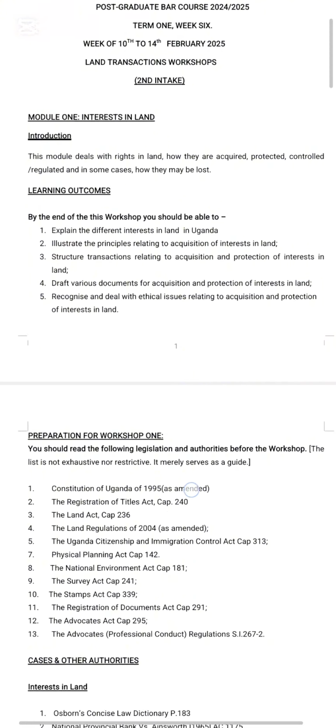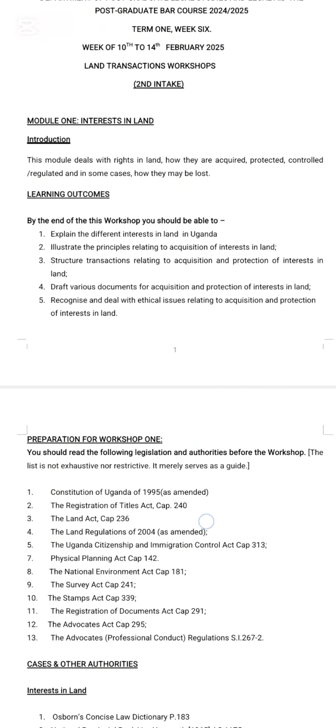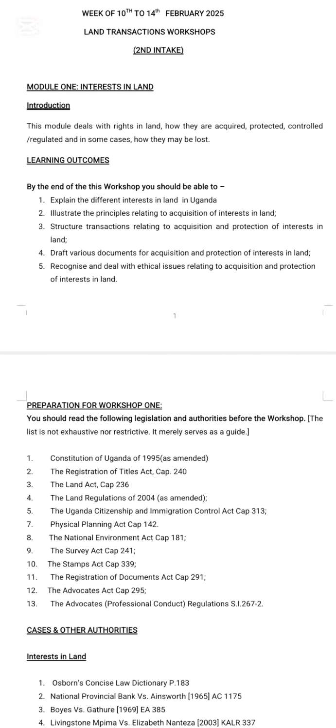So, learning outcomes: by the end of this workshop you should be able to explain the different interests in land in Uganda. We are all aware that according to the case of Katarikawe versus Katwiremu, you can have legal as well as equitable interest. So if I have bought land and then registered it and have a certificate of title, then that means I have a legal interest. But if I buy land through a sales agreement, that means I have an equitable interest. So these interests were defined in the case of Katarikawe versus Katwiremu.